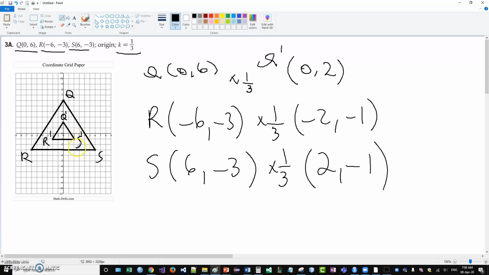All right. So when the center is the origin, all you have to do is just multiply the coordinates of each point by 1 over 3 to get the new points. And then you connect the points. Please pause this video and try to do this yourself.